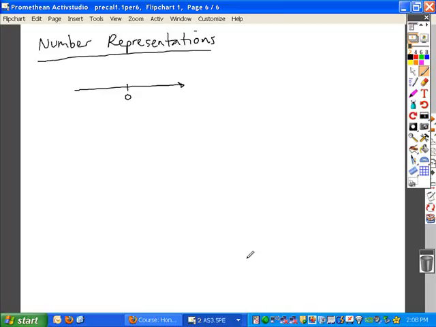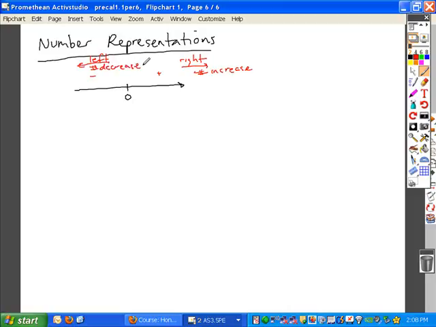Okay, first, just number representations. As far as the number line goes, everybody is familiar. As you move to the right on a number line, numbers increase. As you move to the left on a number line, the numbers decrease.